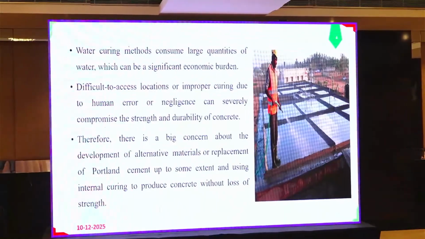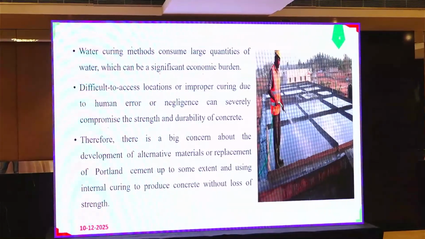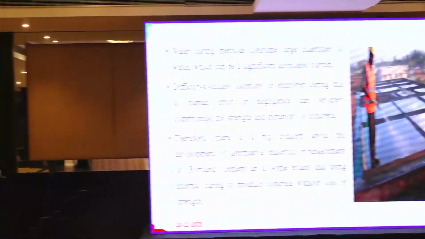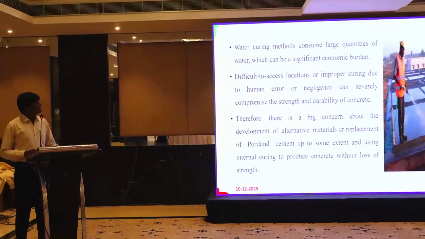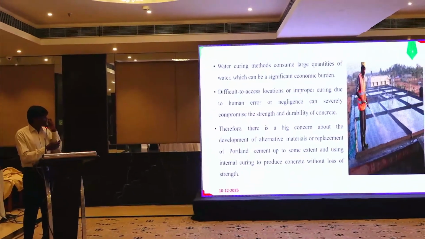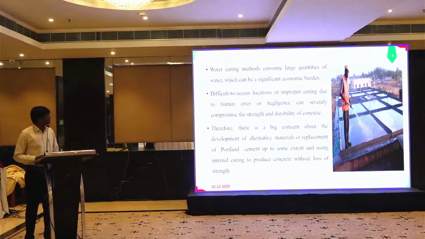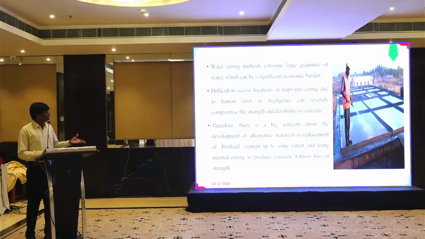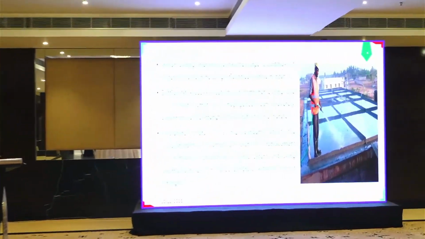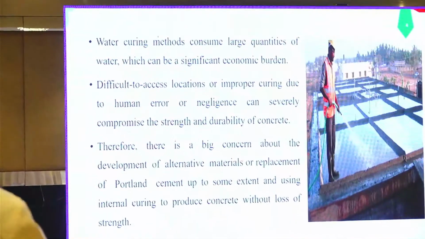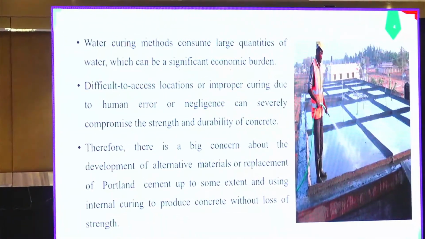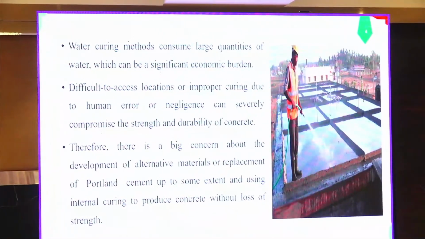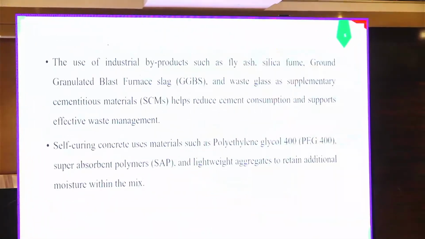Next, one more important material is water. Water is essential to gain the strength of concrete by hydration, and a large quantity of water is wasted by traditional curing methods, and there are also errors in traditional curing methods. Some of these errors can be eliminated by introducing alternative materials to Portland cement, and internal curing agents in the curing methods.